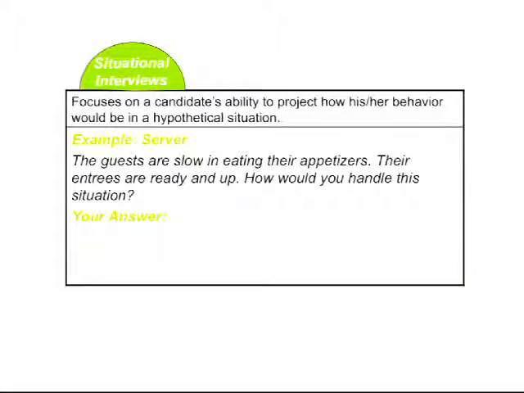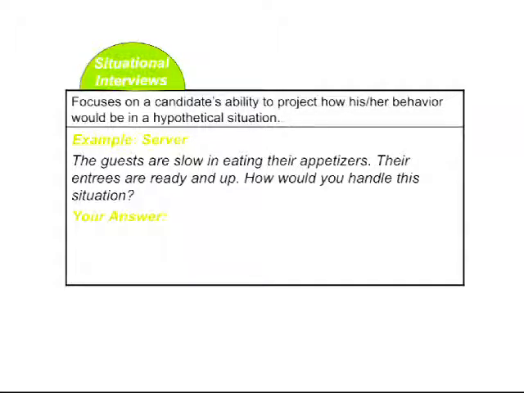So situational interviews, as we said, predict how a candidate would behave in a given hypothetical situation. You can come up with several questions for each position you're interviewing for. I just put one example for a server. The guests are slow in eating their appetizers. Their entrees are ready and up. How would you handle this situation? Of course, you already have your three answers. The best answer that is suitable for your company is going to get 3 points. The medium is going to get 2 points, and the not relevant answer is going to get 1 point.